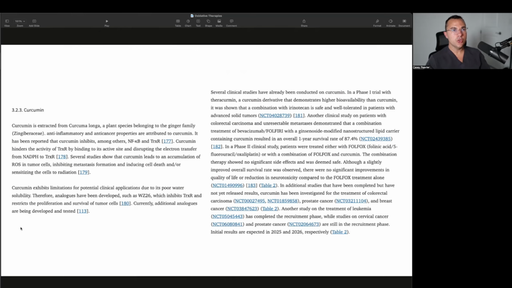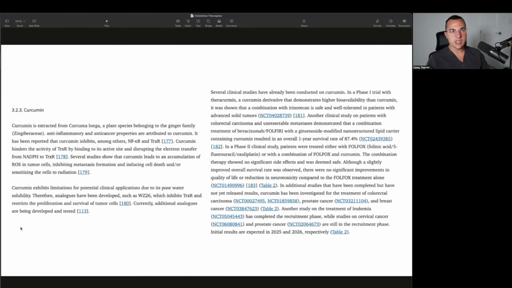In a phase 2 clinical study, patients were treated with either FOLFOX or a combination of FOLFOX and curcumin. The combination therapy showed no significant side effects and was deemed safe. Although a slightly improved overall survival rate was observed, there were no significant improvements in quality of life or reductions in neurotoxicity compared to the FOLFOX treatment alone.